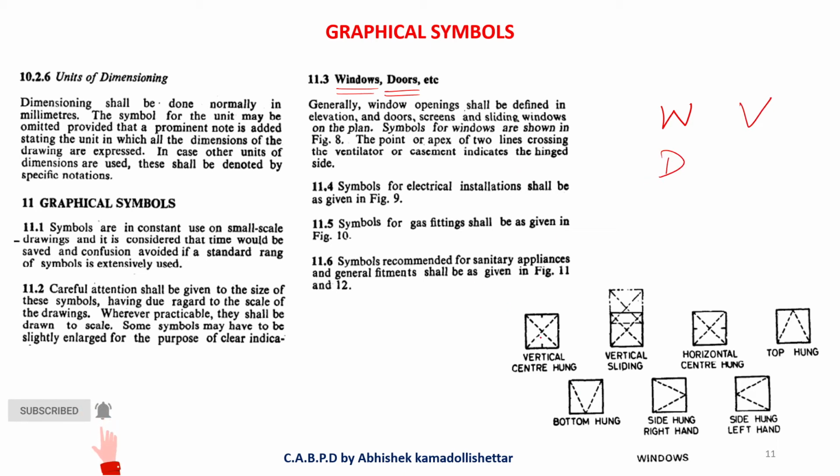So you can see that there are different window types that you can draw in your AutoCAD drawing while planning. There are different types. Vertical center hung, like when vertical it is hung, so the windows will be opening. Bottom hung. Okay, so there are different types. You can select any one from this, but we will go into details when we draw.